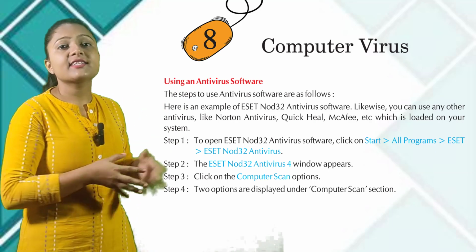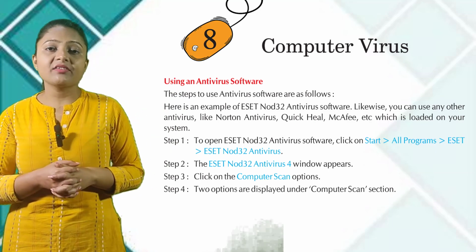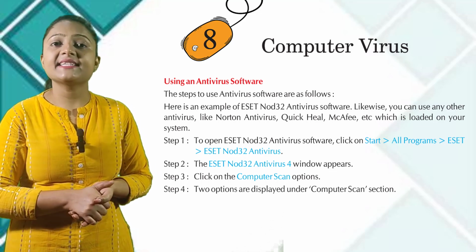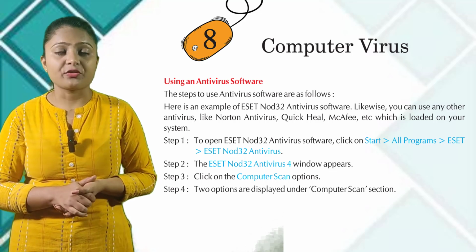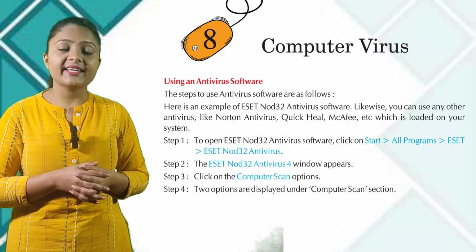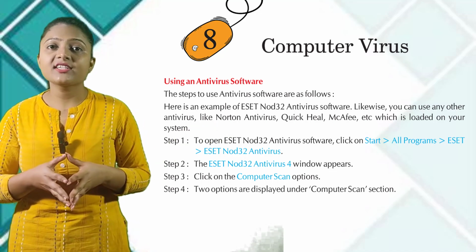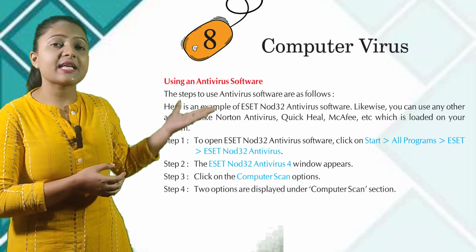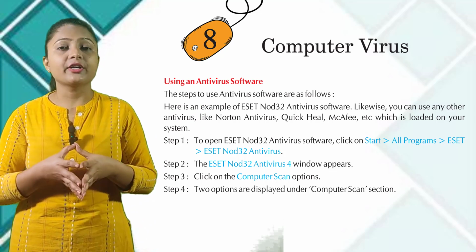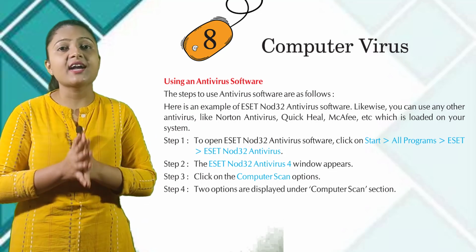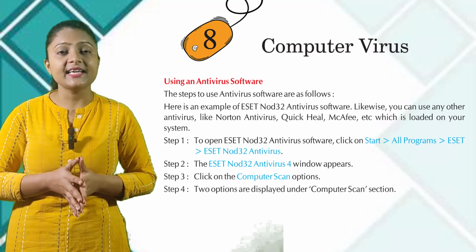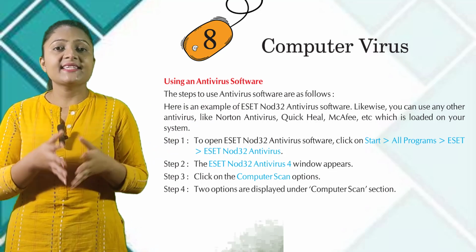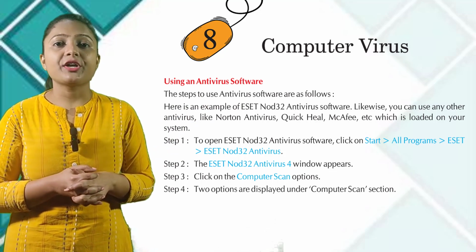Using an antivirus software. The steps to use antivirus software are as follows. Here is an example of ESET NOD32 antivirus software. Likewise, you can use any other antivirus like Norton Antivirus, Quick Heal, McAfee, etc., which is loaded on your system. Step 1, to open ESET NOD32 antivirus software, click on Start, then All Programs, then ESET, then ESET NOD32 antivirus. Step 2, the ESET NOD32 antivirus 4 window appears.